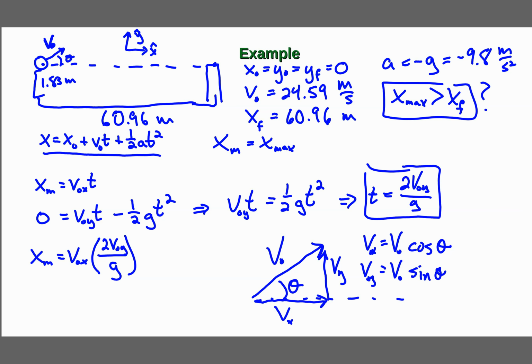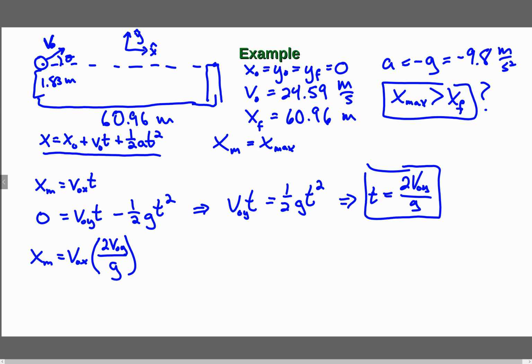So let's use that and plug it back in to this equation over here. So then this equation is equal to 2 v naught squared, remember both had v naught in front of them, over g times cosine theta times sine theta. Okay?